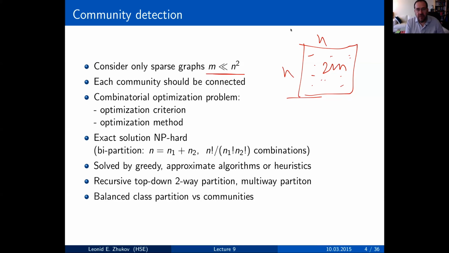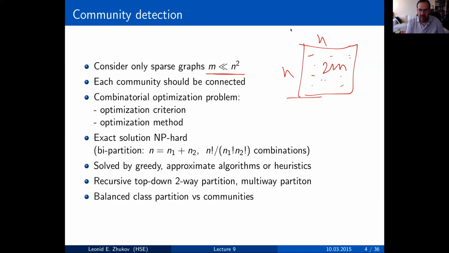We'll require every community to be connected, which is very reasonable. And we'll look at the finding of communities as a combinatorial optimization problem, right? So we'll have an optimization criterion, something we're going to want to optimize when we detect the communities. And we'll have some particular optimization method, the way we're going to optimize this. Now, just to remind you, we talked about it last time, that the exact solution of an integer optimization or integer programming problem is NP-hard.